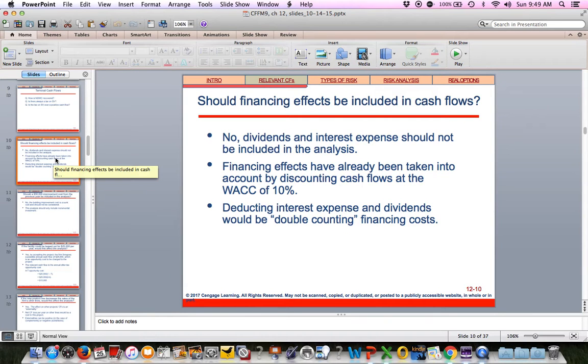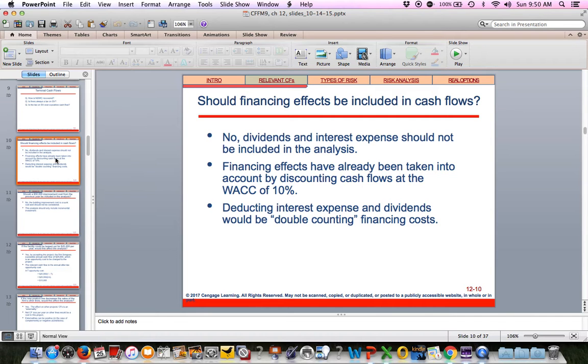Should financing effects be included in cash flows? And the answer is no. Dividends and interest expense should not be included in the analysis. The financing effects have been taken into account by using the WACC. Okay, that WACC, remember, took into account interest expense, dividend payments. The average cost of capital is included in that. So as long as I've got a good WACC number, I'm good. I don't have to deduct interest or dividends from this project, from financing.